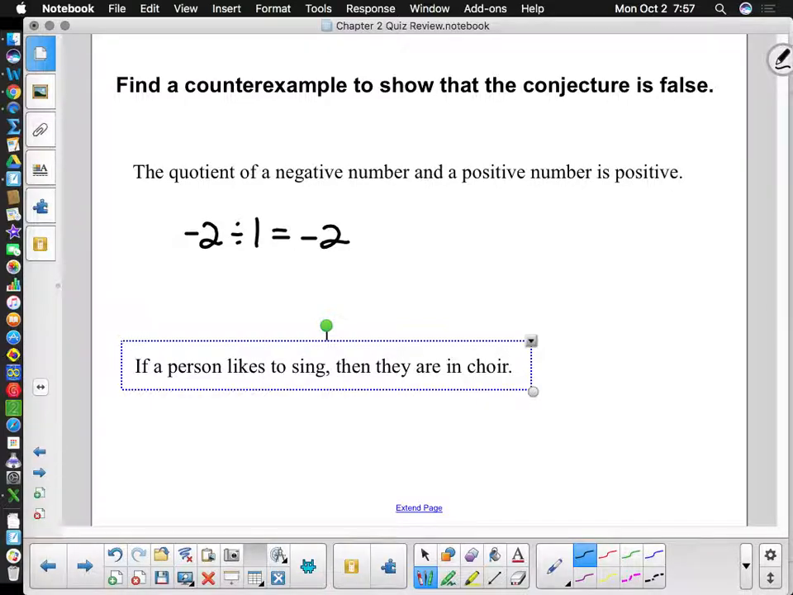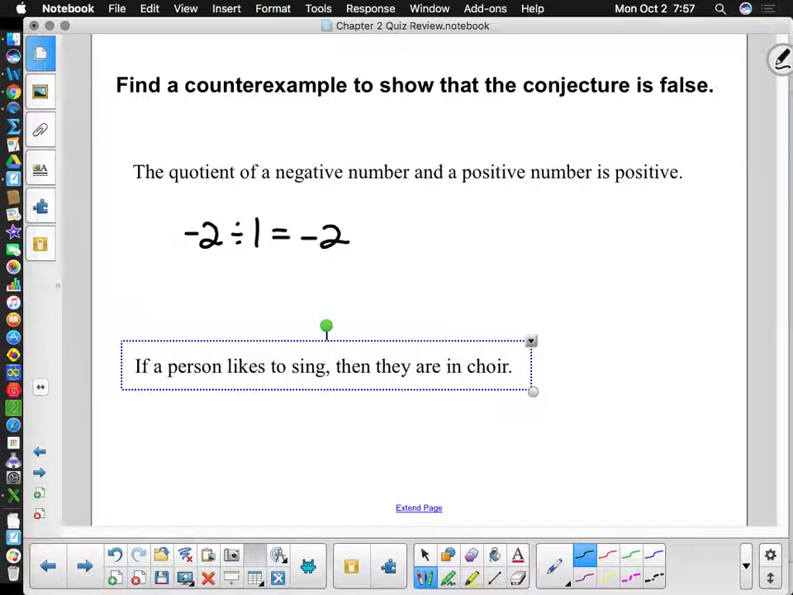Basically, any division problem involving a negative number and a positive number will be a counterexample. Any one you can think of. Unless you divide by 0, which is not allowed, which is very, very bad. It's undefined. Okay, we can't divide by 0. No 0 denominators, remember? Fractions, no dividing by 0.